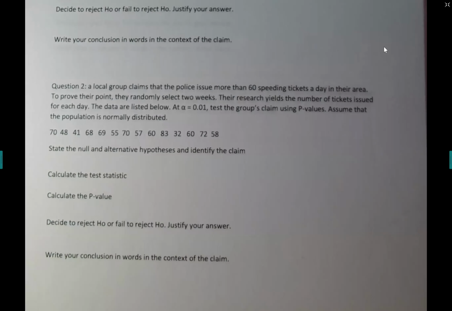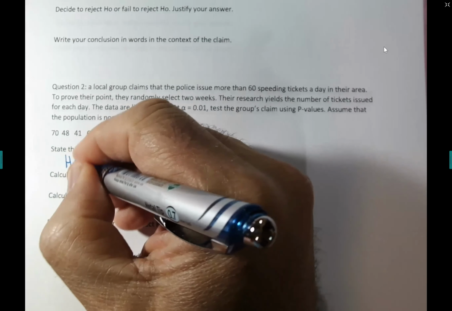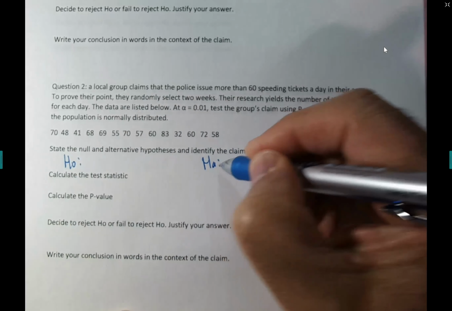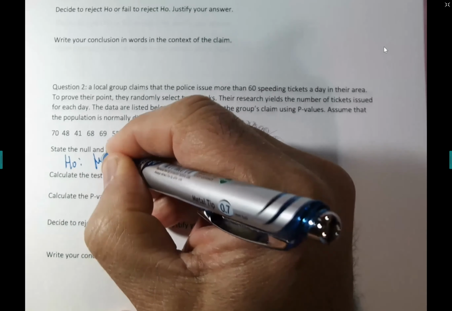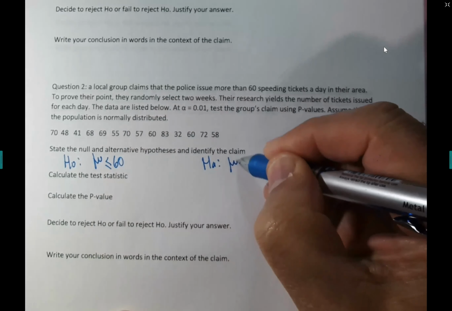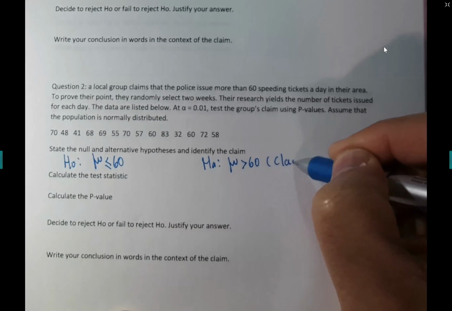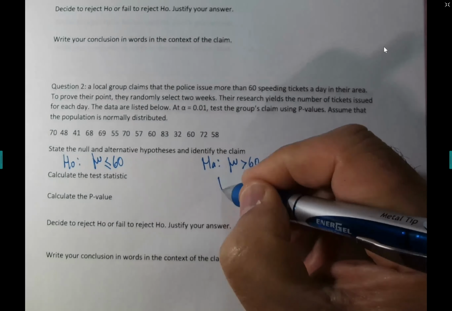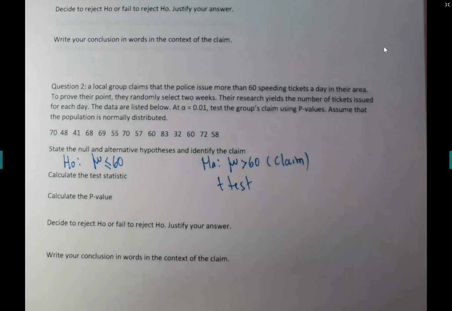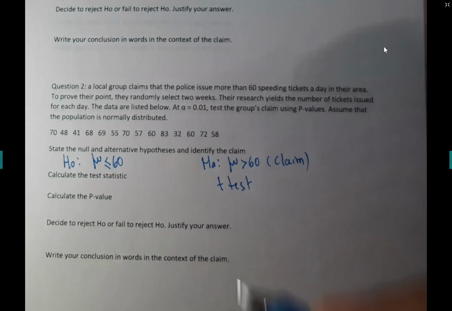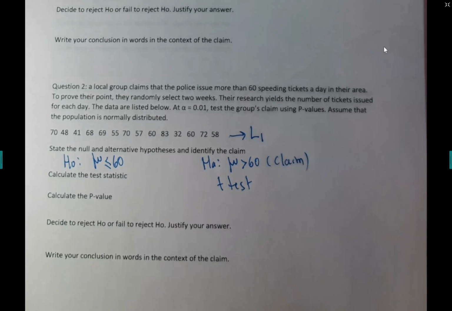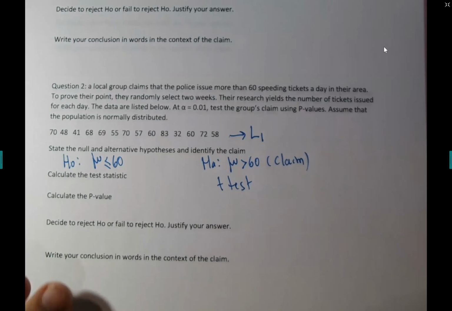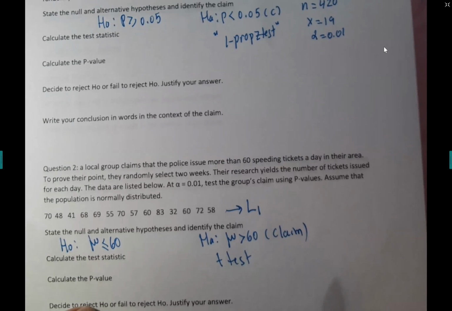What would be the null and the alternative hypothesis, guys? Who can help us? The null would be that it's less than or equal to 60. That is correct. You are correct. And that's a claim. And guys, this is a t-test. But before you run the t-test, you have to put those values in what? L1 and run the t-test. Okay. Let's do another one.